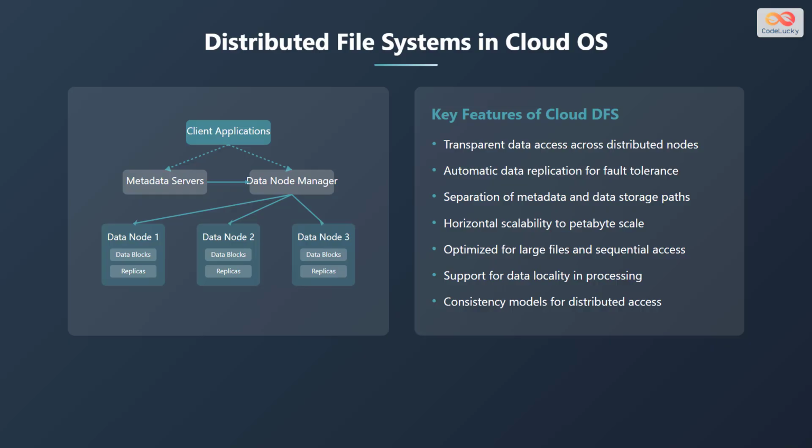Now, let's delve into distributed file systems in cloud operating systems. Key features of cloud distributed file system include transparent data access across distributed nodes, automatic data replication for fault tolerance, separation of metadata and data storage paths, horizontal scalability to petabyte scale, optimized for large files and sequential access, support for data locality and processing, and consistency models for distributed access. A typical architecture involves client applications interacting with metadata servers and data node managers to access data stored across multiple data nodes.